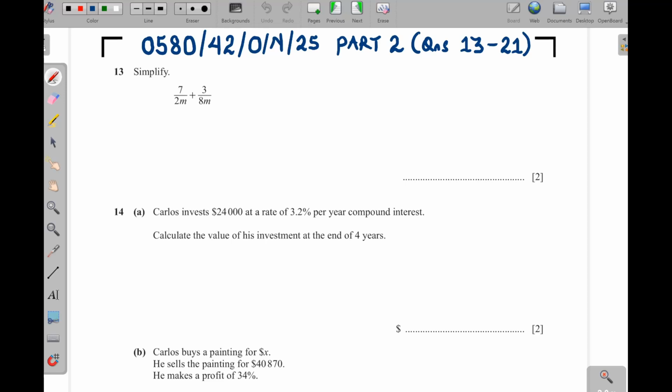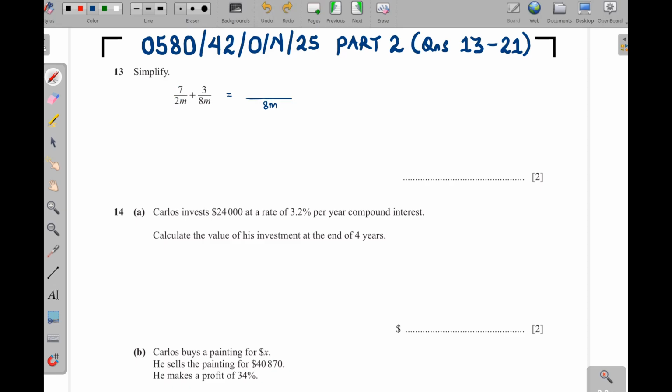This is for questions 13 to 21. Question 13, simplify this one here. Okay, now we need to get the LCM. This 2m can go into 8m. So we can say this is 8m. Now 8m divided by 2m, you get 4, not so?